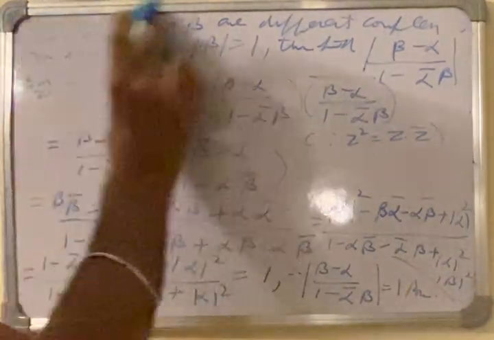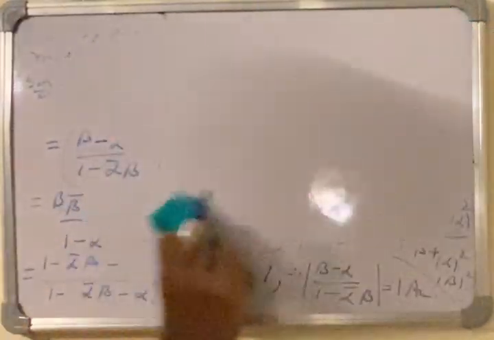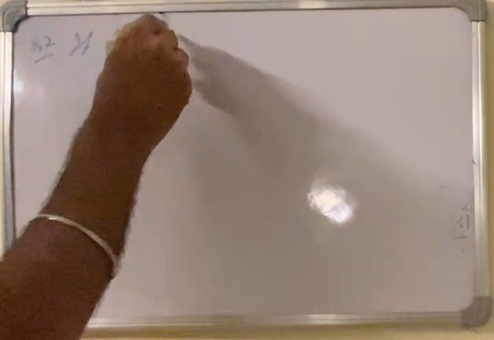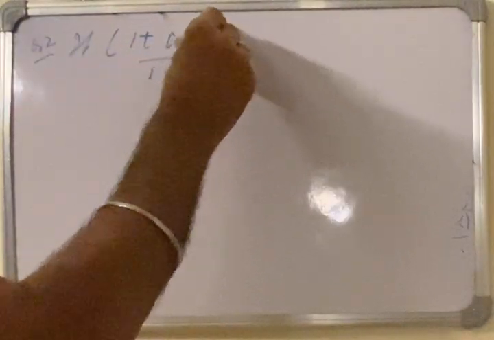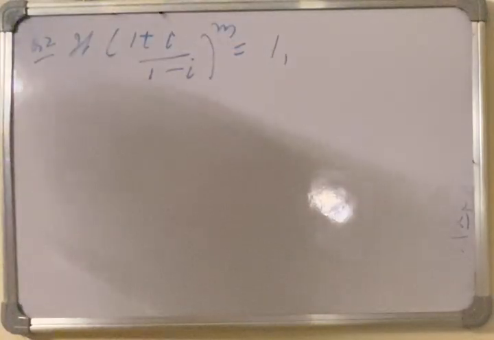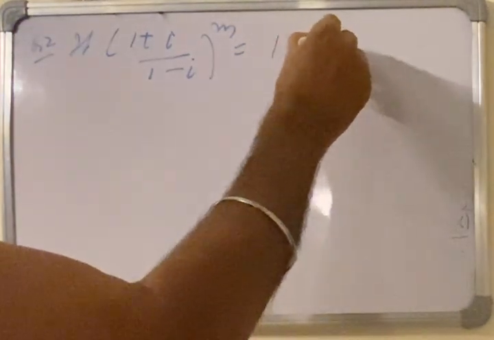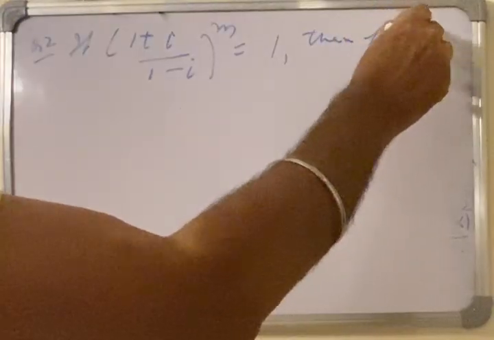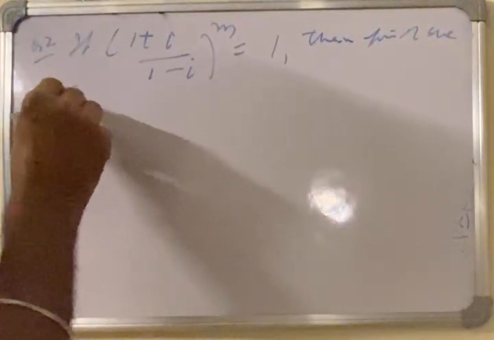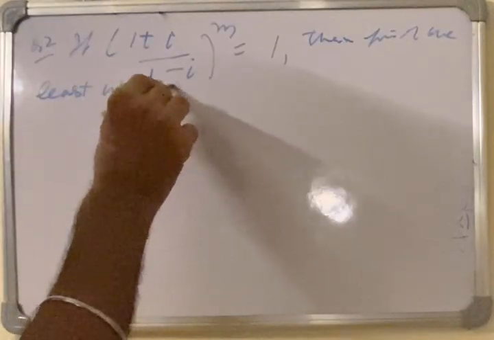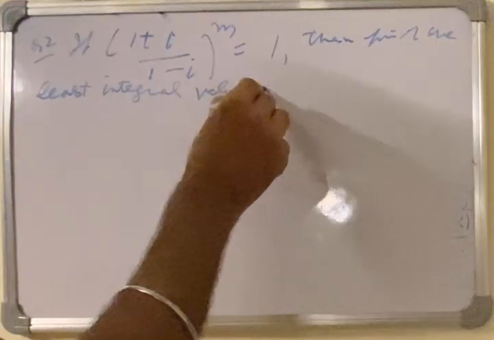Then we take the second question. If (1 plus iota over 1 minus iota) raised to power n is equal to 1, then find the least positive integral value of n.